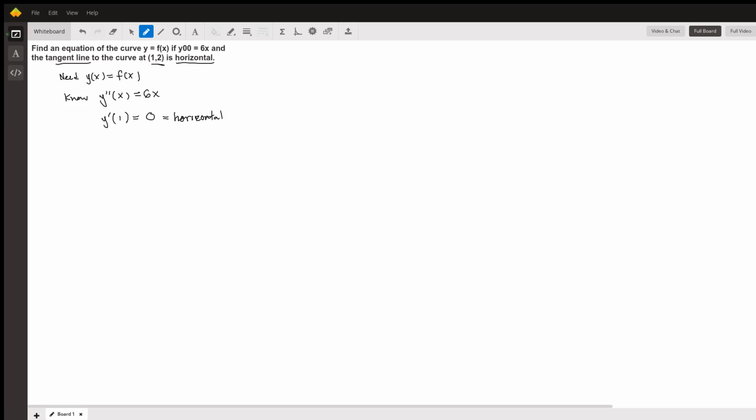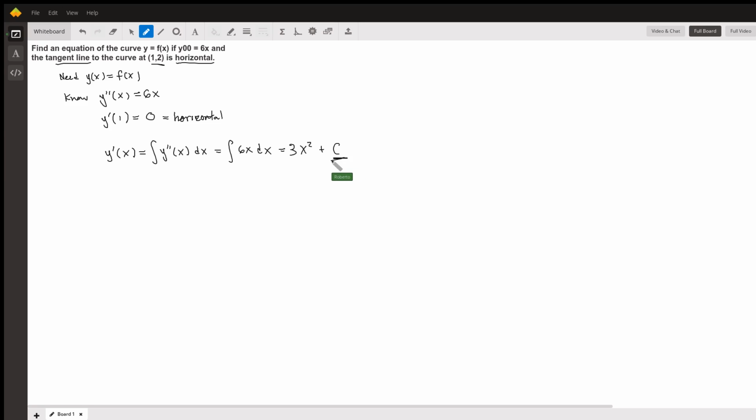We know from the fundamental theorem of calculus that integrals undo derivatives. So to undo the second derivative, we just integrate to get the first derivative. So this means that y prime of x is just the integral of the second derivative, like this. What does this give us? It's the integral of 6x dx, and that's just going to be, power rule, 3x squared. And we also get a constant.